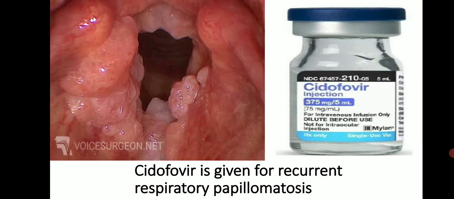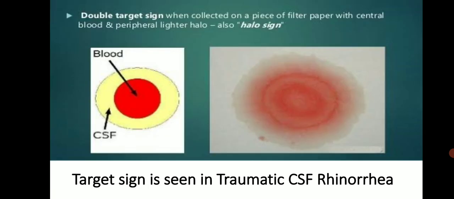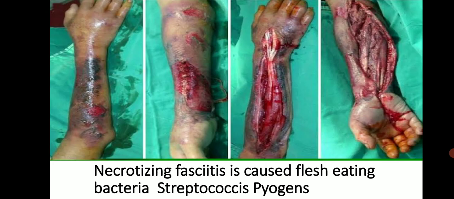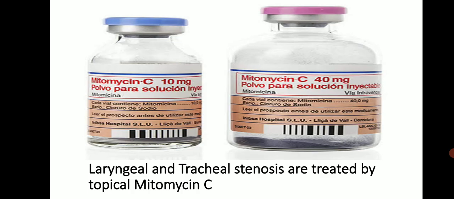Cidofovir is given for recurrent respiratory papillomatosis. Target sign is seen in traumatic CSF rhinorrhea. Necrotizing fasciitis is caused by flesh-eating bacteria Streptococcus pyogenes. Laryngeal and tracheal stenosis are treated by topical mitomycin C.